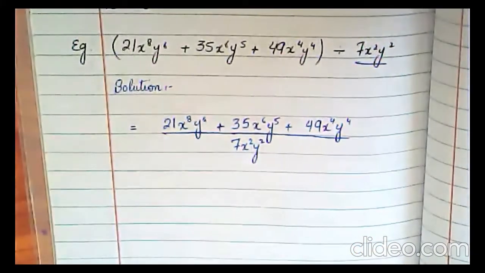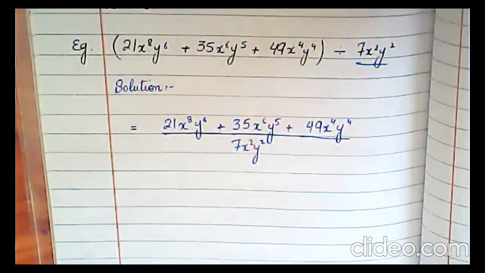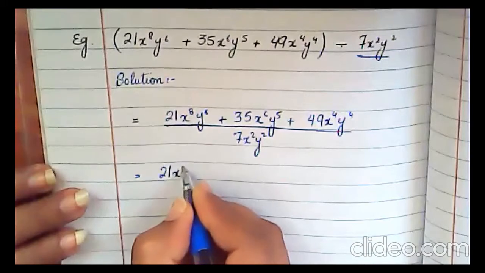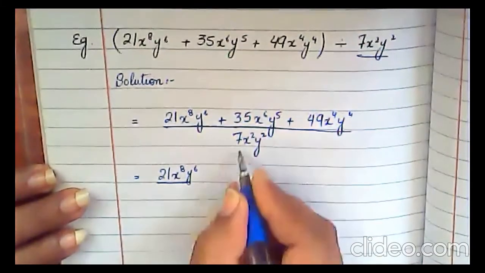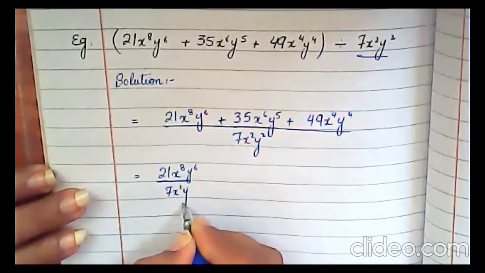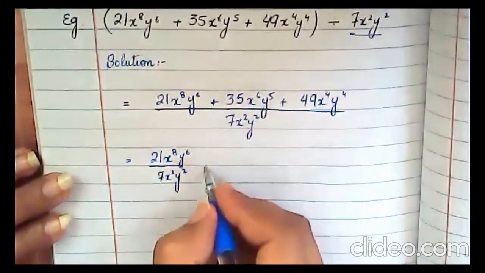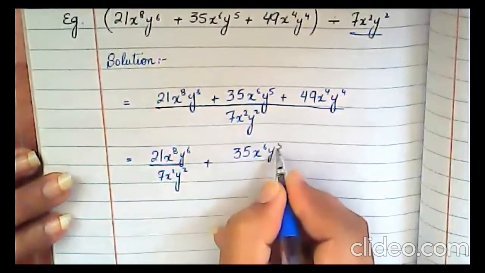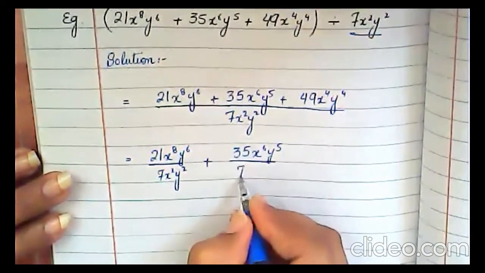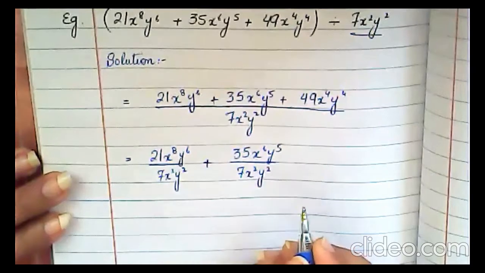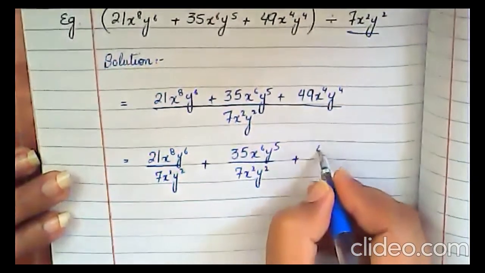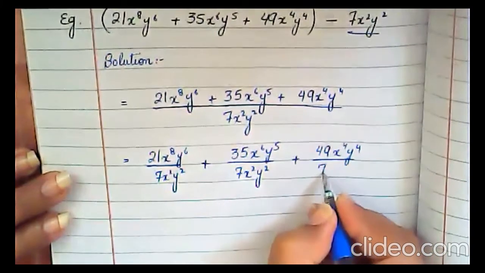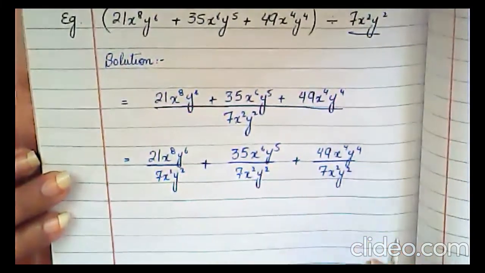Now you know we will divide each term by 7x^2y^2, so I'm going to write it down here just like this: 21x^8y^6 divided by 7x^2y^2, right? Sign of addition, again 35x^6y^5 divided by the same term, 7x^2y^2. Next is plus 49x^4y^4, and I'm going to divide it by 7x^2y^2, right?